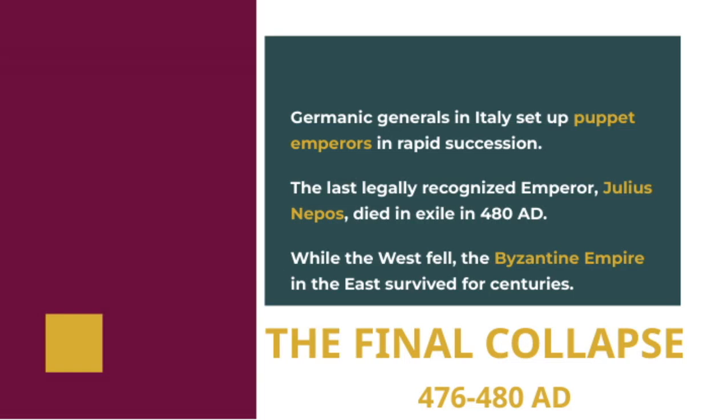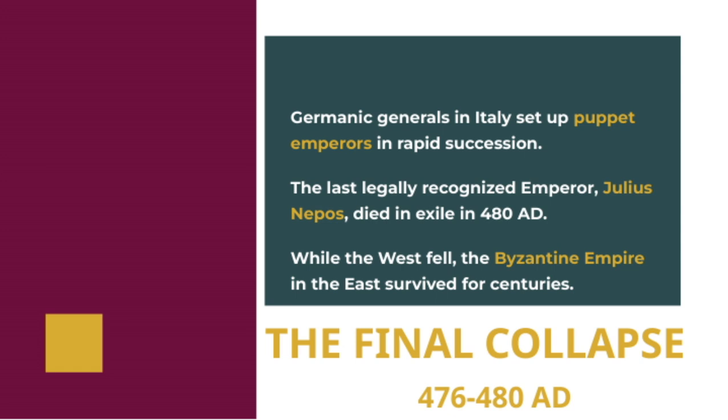While the Western Roman Empire was collapsing, it's important to remember that the Byzantine Empire in the East actually managed to survive for many more centuries. One of the last officially recognized emperors was Julius Nepos, who died in exile around 480 AD. His death marked a significant turning point, as it signaled the end of any remaining strong claims to imperial authority in the West. Meanwhile, in Italy, Germanic generals had taken control and started installing puppet emperors very quickly. These figures were often just figureheads, with real power concentrated in the hands of these military leaders.